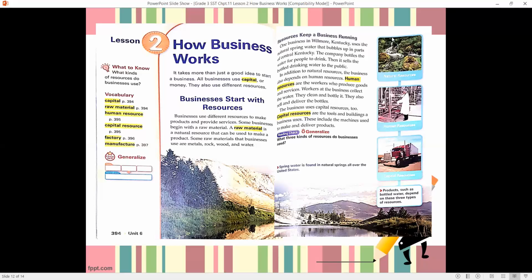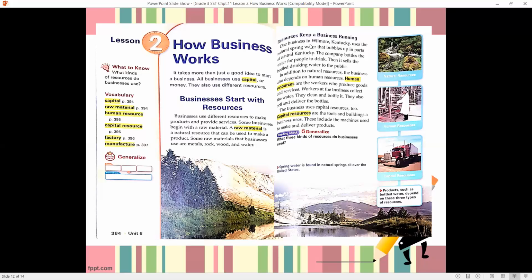Resources keep a business running. So if you have the resources, the business can continue. If you have the right resources, your business will keep running, keep going and keep growing. But if your resources are not right, or if your resources are limited, then you could face some type of problems.